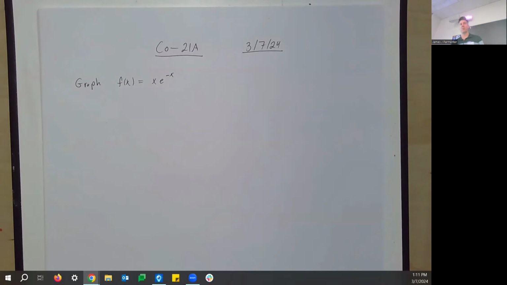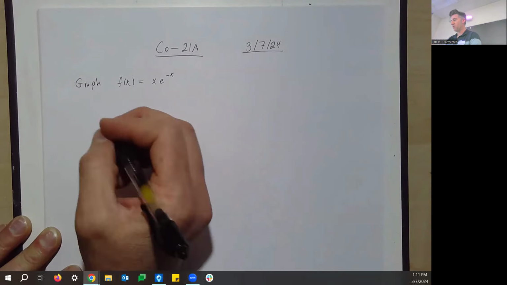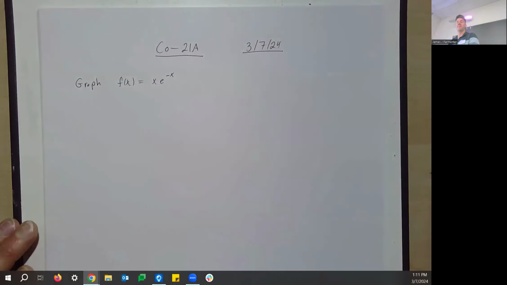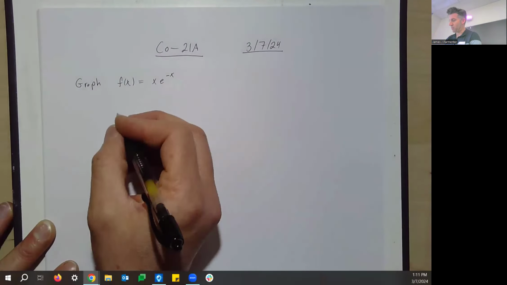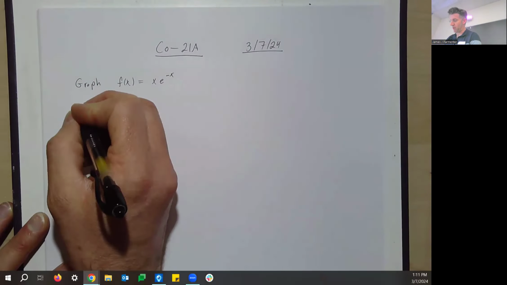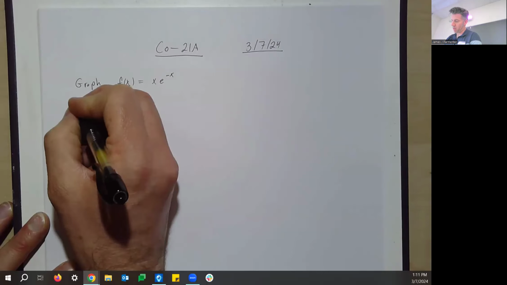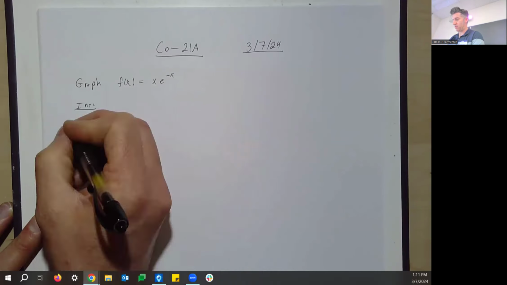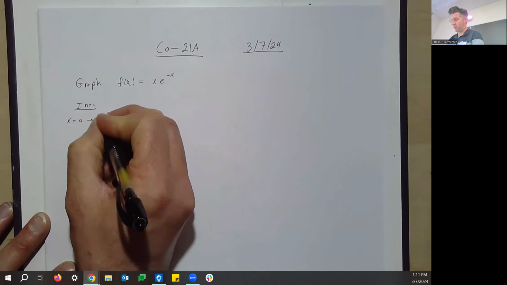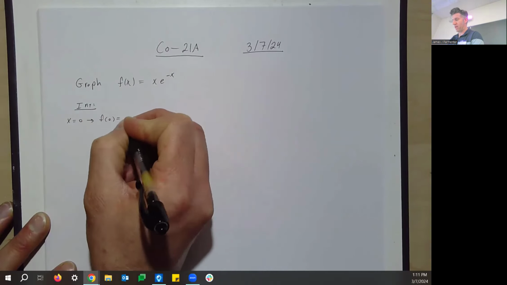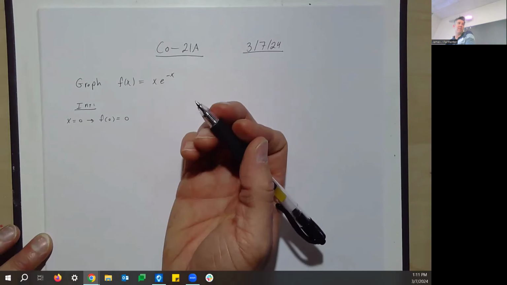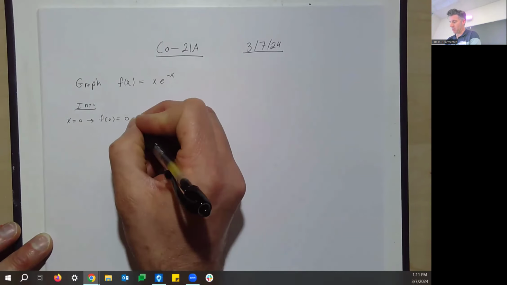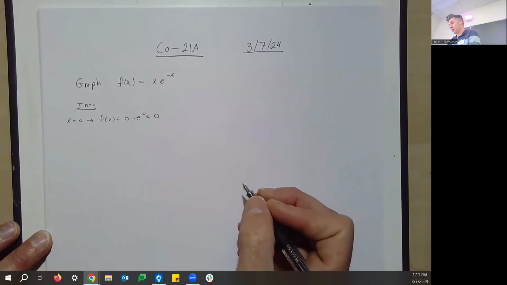So to graph this, we're going to start off with the usual stuff. This question has something interesting in it, so we'll get there in a minute. But let's say we want to find first the intercepts. So the y-intercept, you're going to set x equal to 0. You're going to get f of 0 equal to 0 times, it doesn't really matter times whatever it is, but it is times e to the 0, but we get 0.